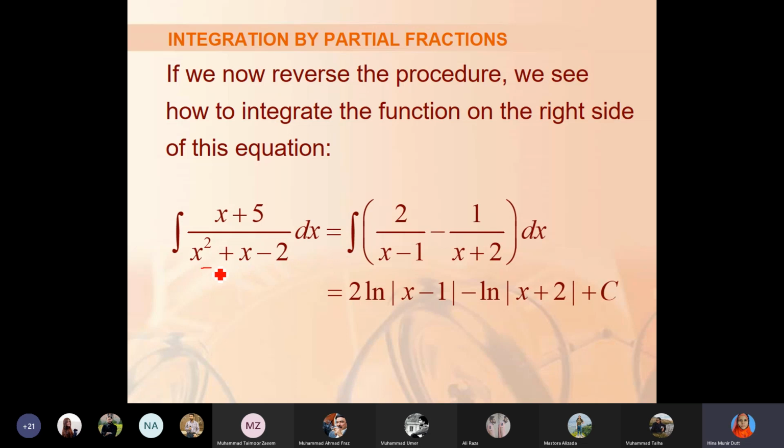So I have to integrate this function. I will do the reverse process, write it as a sum of simpler fractions or partial fractions, and then apply the integration. Very simple integration, where C is any constant.